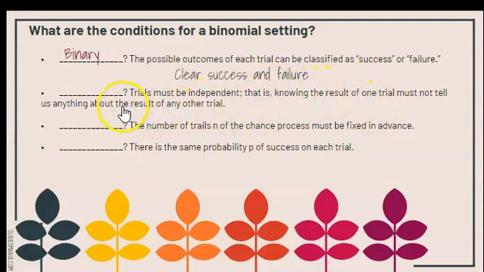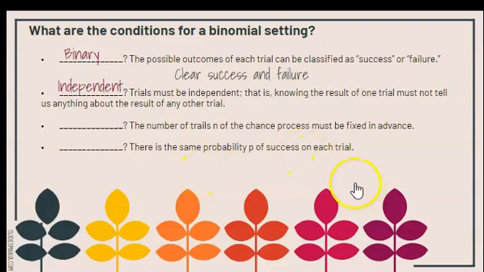The second condition is the trials have to be independent. Each trial must be independent, that is, knowing the result of one trial does not tell you anything about the result of another. For instance, if I flip a coin and get heads, that doesn't tell me the next one's going to be heads at all. They are independent of one another.